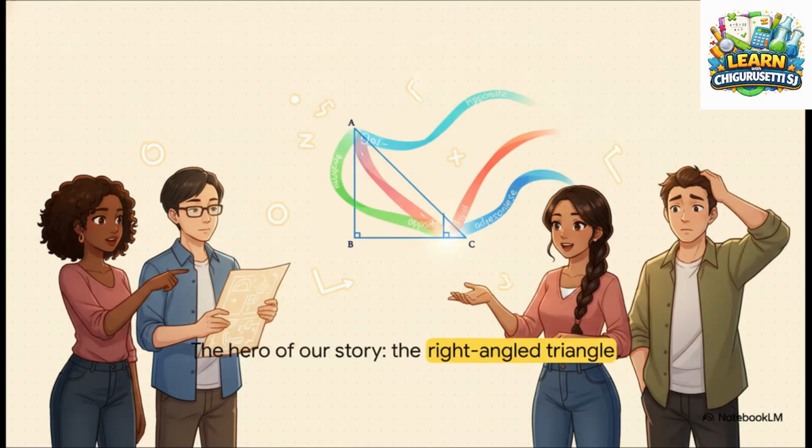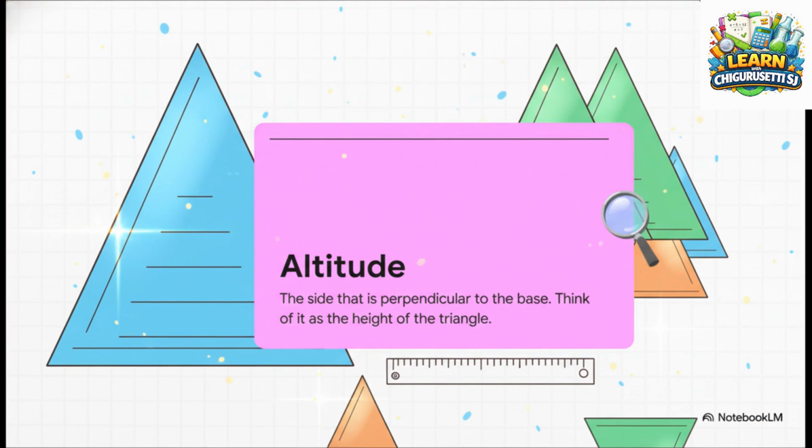Okay, yeah, I see it. The little square in the corner means it's a 90-degree angle. I remember that. But what about the sides? It has 3 of them, and I swear I always get the names mixed up. That's a great question. Let's clear that up right now.